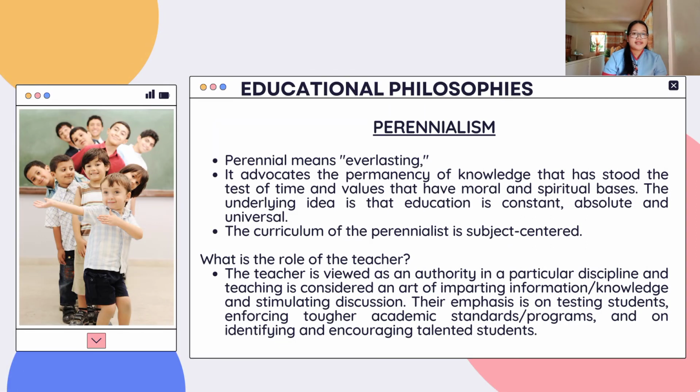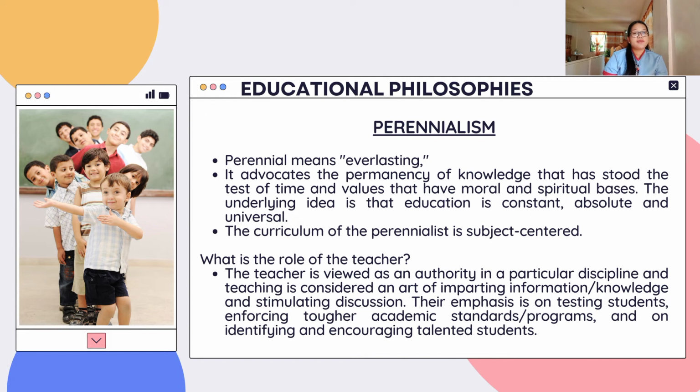So first, let's discuss perennialism. Perennial means everlasting. It advocates the permanency of knowledge that has stood the test of time and values that have a moral and spiritual basis. The underlying idea is that education is constant, absolute, and universal. The curriculum of the perennialist is subject-centered. The teacher is viewed as an authority in the particular discipline, and teaching is considered an art of imparting information or knowledge and stimulating discussion.